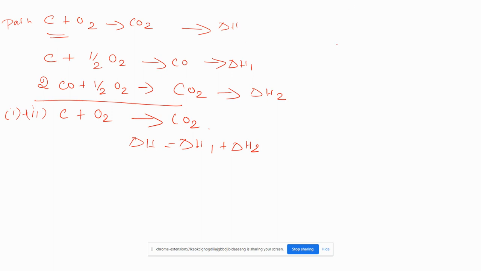If it is 1 minus 2, meaning you are getting C plus O2 gives CO2 by means of 1 minus 2, then del H will be equal to del H1 minus del H2. It depends upon the method, what is the answer you are going to get. Okay. And the next is standard heat of formation.